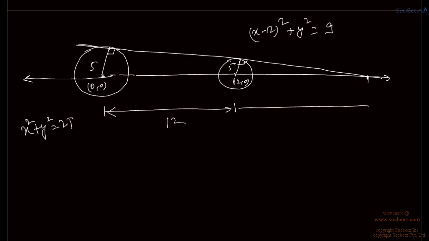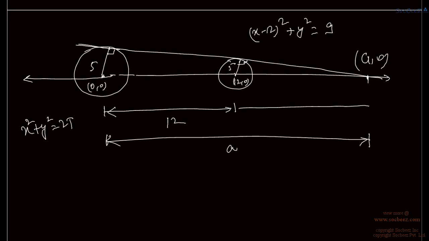And let us denote this distance. Say this cuts the x-axis at point (A, 0). So the whole distance must be A, right? Okay. So if we consider this triangle, and if we consider this triangle, then both these triangles are similar, right?